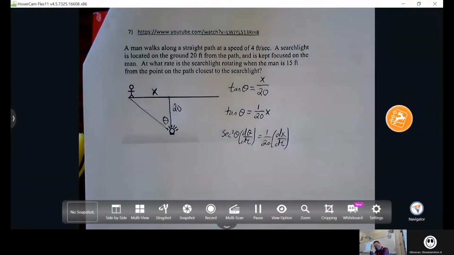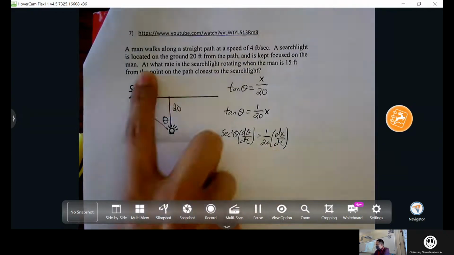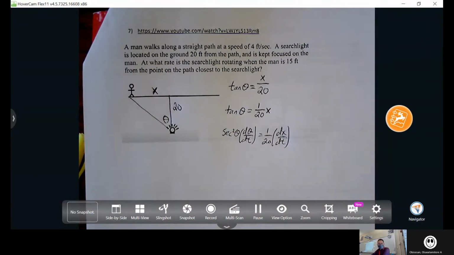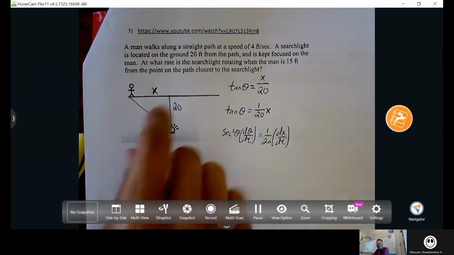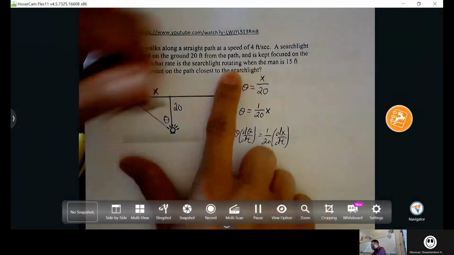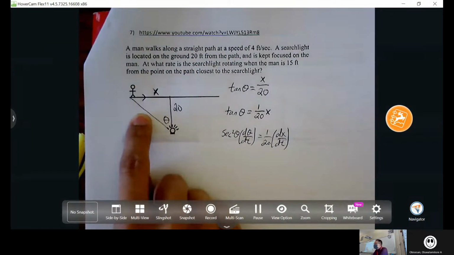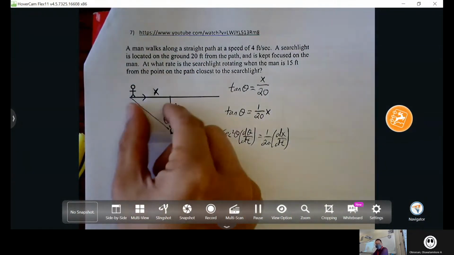Okay. What's our next step? Get d theta dt by itself. Yeah, eventually. But maybe we can start looking for some values, right? What are those values? 4 feet per second for dx dt. Okay. But what do you notice about dx dt here? Negative. Yeah, getting smaller, right?